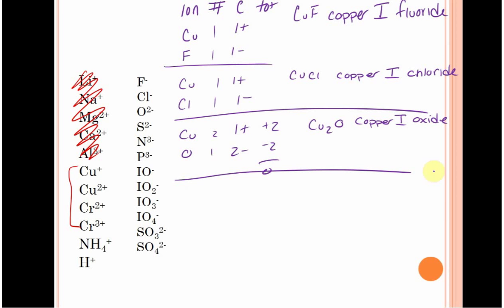Copper 1 with sulfur. This is plus 1, 2 minus, so we need 2 and 1. So you have Cu2S for copper 1 sulfide.